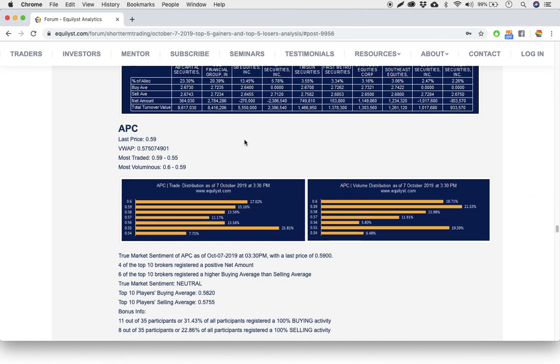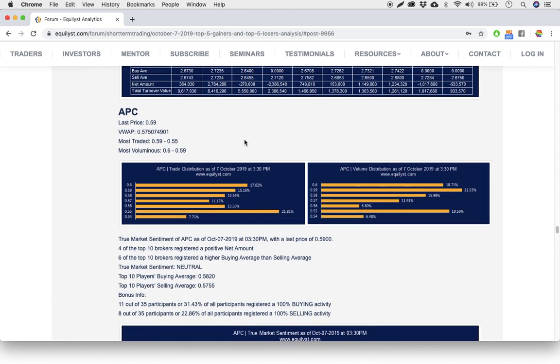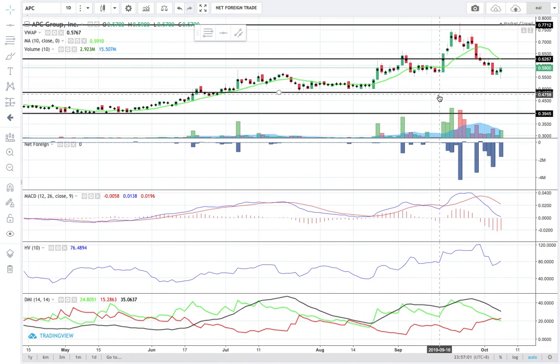The last price is higher than the VWAP and the dominant range is closer to the intraday high than the intraday low. That makes a bullish momentum power indicator, but the true market sentiment is neutral for today.